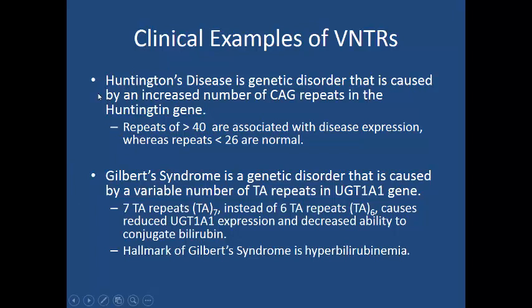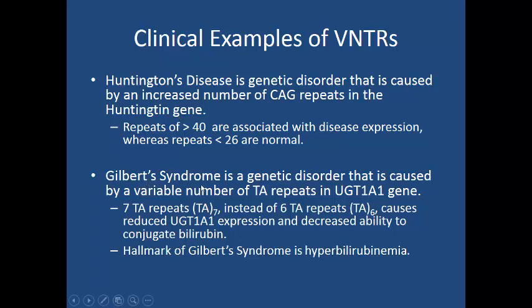The first is a disease example. So Huntington's disease, which is a genetic disorder. It's a neurodegenerative disorder that affects muscle coordination, and it leads to cognitive problems and behavioral symptoms as well. We know that it's caused by an increased number of CAG repeats in the Huntington gene. So repeats of greater than 40 are associated with disease expression, whereas repeats of less than 26 are considered normal. And so genotyping for this VNTR is one of the ways that Huntington's is diagnosed.